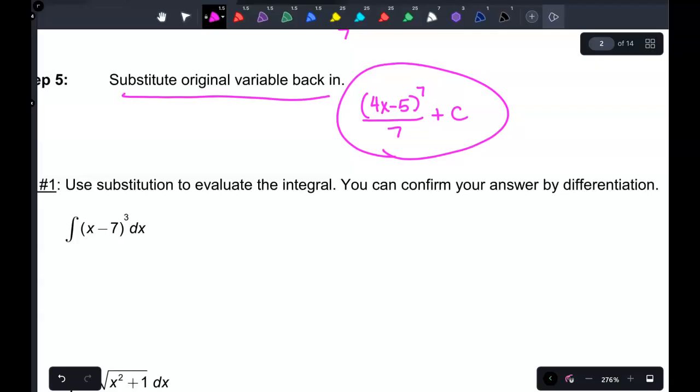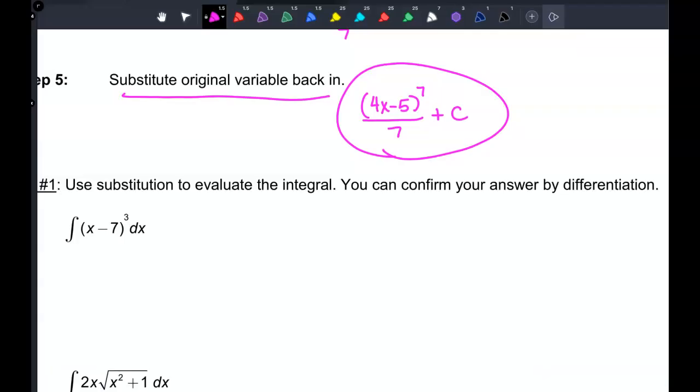You could do the derivative of that, right? 7 moves to the front. (4x minus 5) to the 6 times 4. The 7s would cancel. Wait, how do we know C is 4? Oh, times 4. Times 4 for the change. Okay.